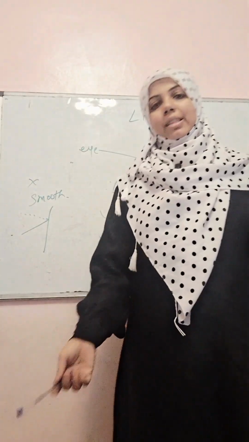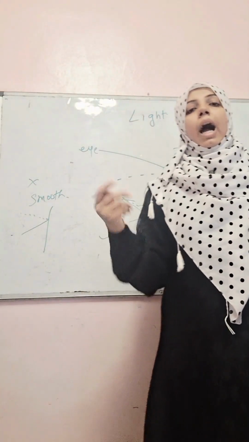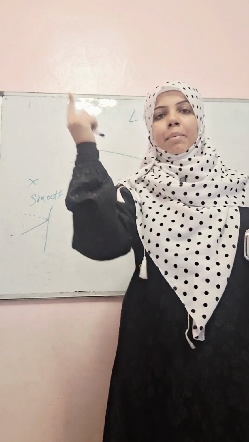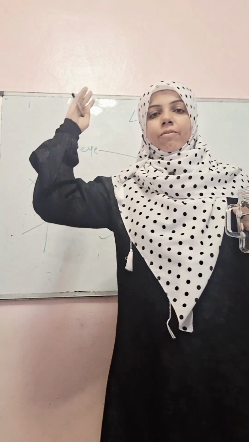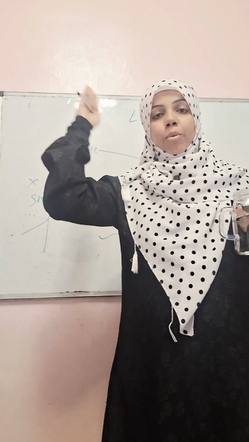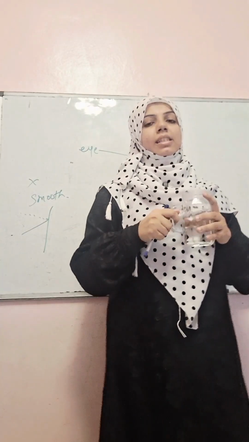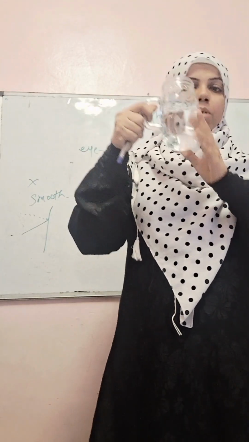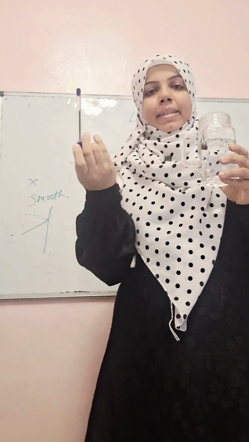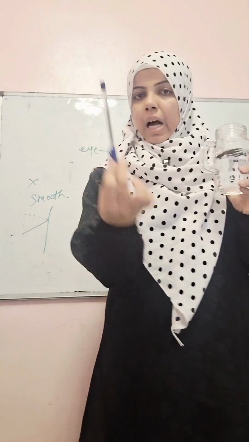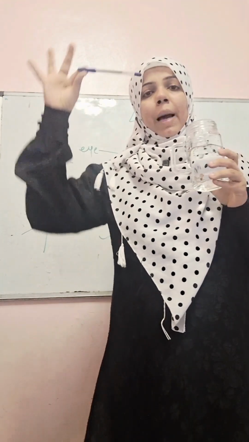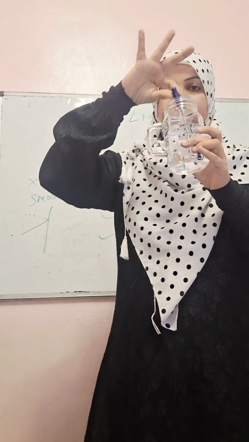Now there is one more concept. How does light behave when it travels from one medium to another? This medium is air. What will happen when light travels from air to water? So let's take a transparent object. In this case, I have taken a water mug and I'll take a pen. Now the pen is intact, it's not broken, you can see everything. Now what will happen when I put the pen in water? Let's see.